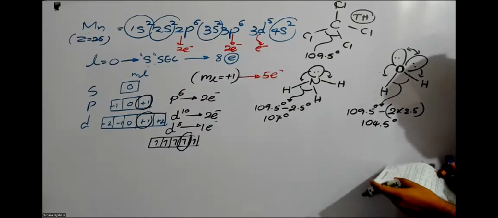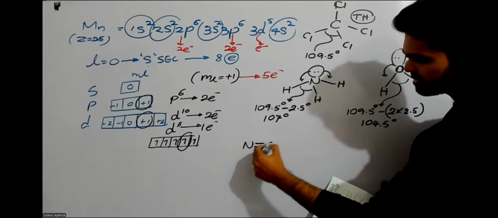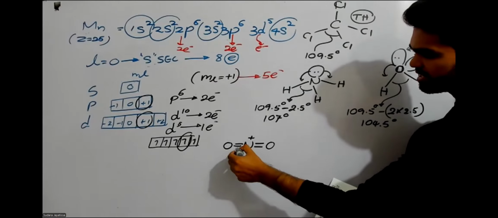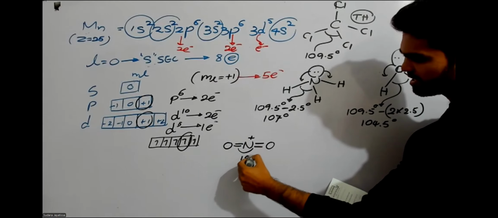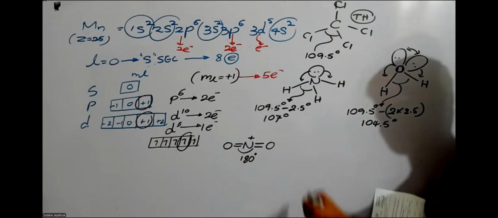The other one is NO2 plus. This is the bond structure, and you can see it's linear. So the bond angle is 180, no problem, the largest bond angle. And NO3 minus.